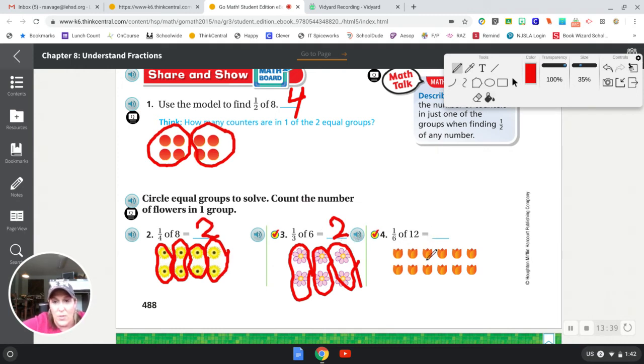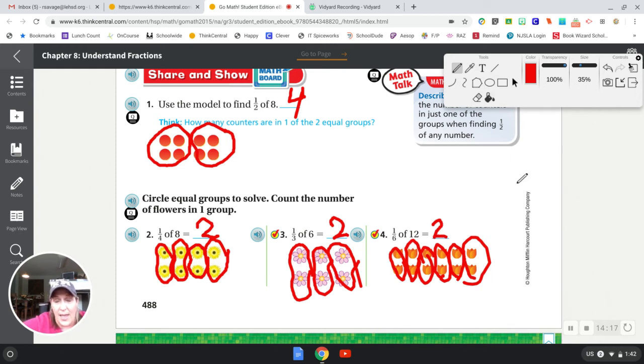Let's do this last one with these tulips. 1/6 of 12. I have 12 tulips. Look at your denominator. Find that many groups. 6 groups. 1, 2, 3, 4, 5, 6. Sloppy. 6 sloppy groups. How many tulips are in each group? 1, 2. 2 tulips are in each group. So 1/6, one of the 6 groups is 2.